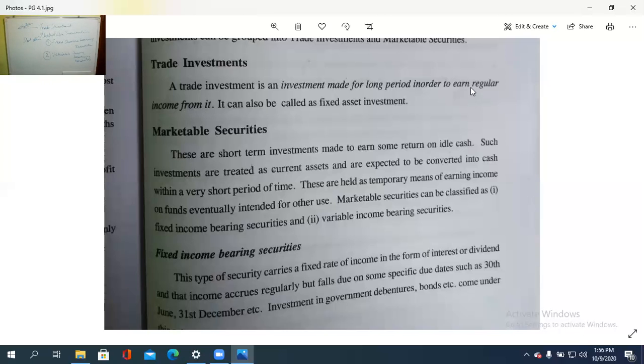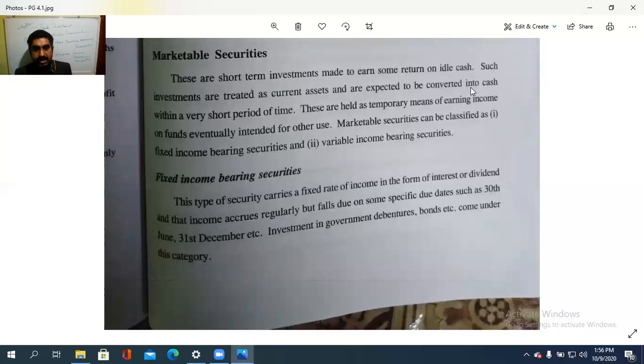So, what is a fixed income bearing security? While what is a variable income bearing security? Fixed income bearing securities are those types of securities that carry a fixed rate of income in the form of interest or dividend, and that income accrues regularly but falls due on some specific due date, such as 30th June or 31st December, etc. Investment in government debentures, bonds, etc. come under this category. So fixed income bearing securities are those securities carrying a fixed rate of income that we will get back in the form of interest or dividend.